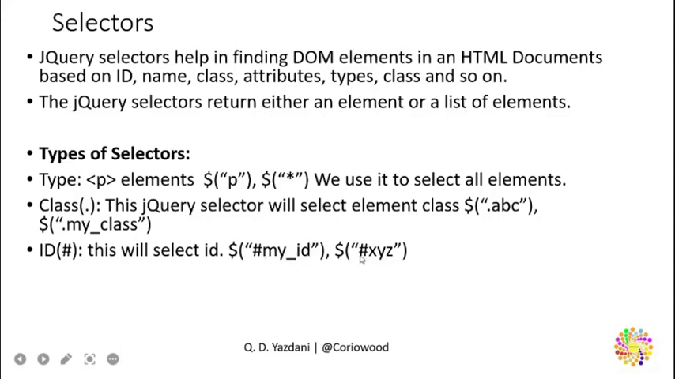Or you can see this one, that's an XYZ ID or my ID. So the hash means that's the ID. The dot means it's the class. So when we put a dot ABC, it means that's a class. Dot my class, dot your class, whatever class you're going to put inside your HTML. In the HTML, as you know, we have hundreds of classes, hundreds of IDs.